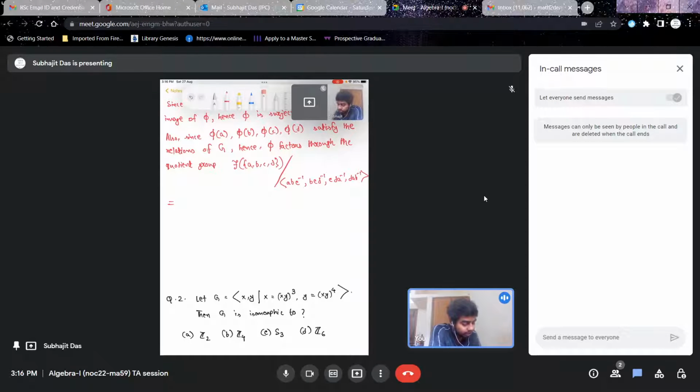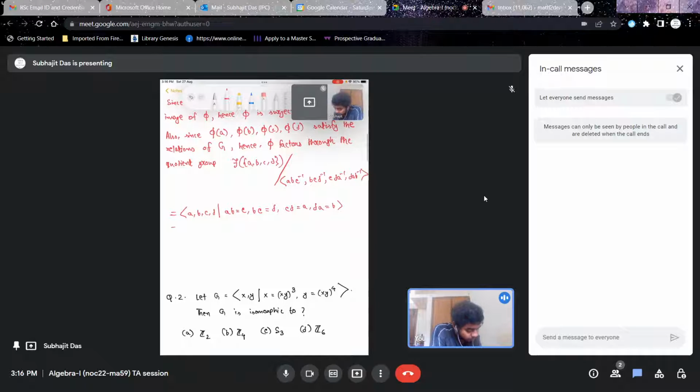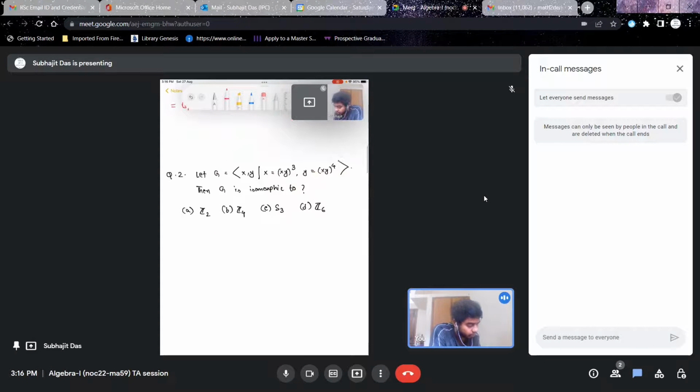So let me write it. So this is just the group with presentation A, B, C, D, says that ABC inverse is identity, that is AB is C, BCD inverse is identity, BC is D, and CD is A, and DA is equal to B, right? Which is precisely your given group G, right? So it factors as follows.